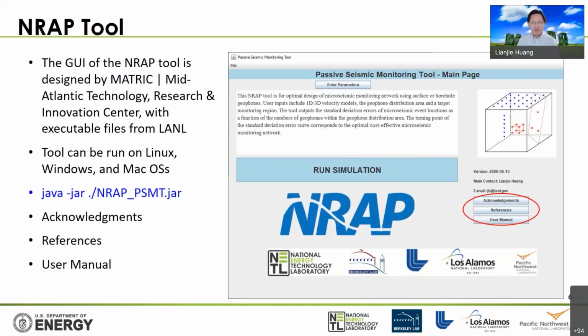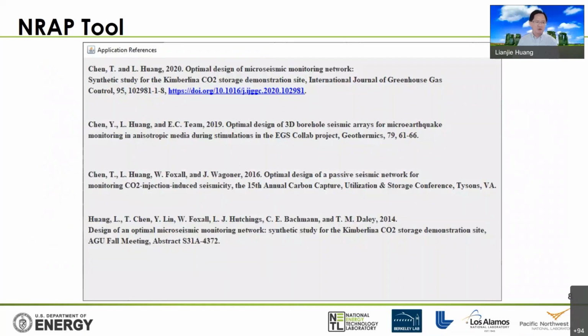When you run the tool, if you need some information, you can click a button and it pops up the information you need. For example, this is the acknowledgement, and this is a reference. We presented this idea in 2014, and then applied it to one of the CO2 injection monitoring fields. We also applied it to geothermal, the EGS Collab, using multiple boreholes. And this is a demonstration using the Kimberlina 2 CO2 model.